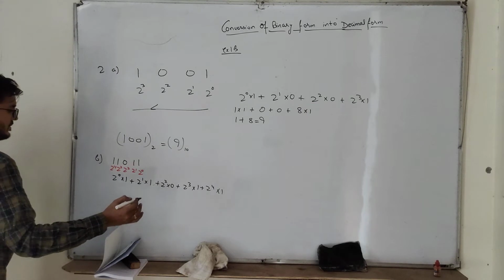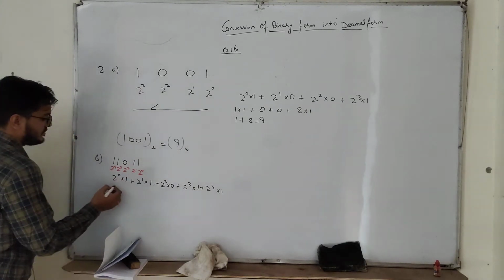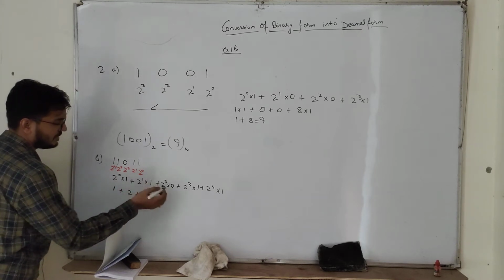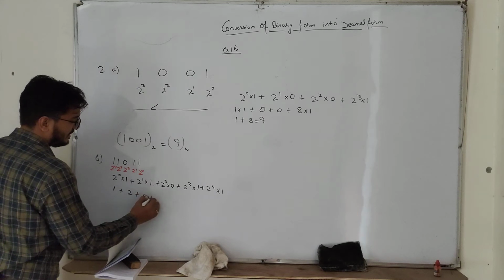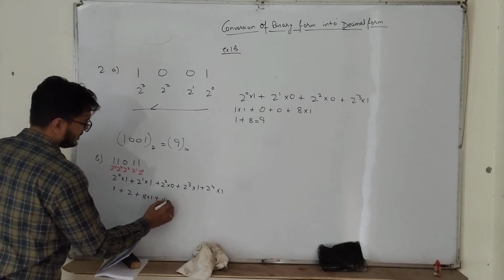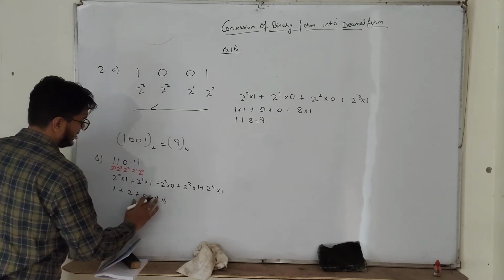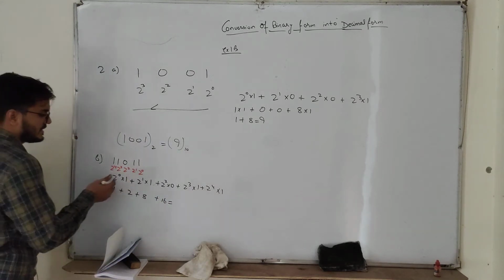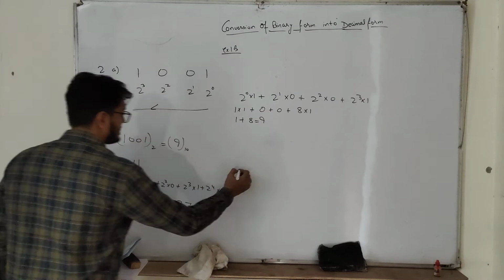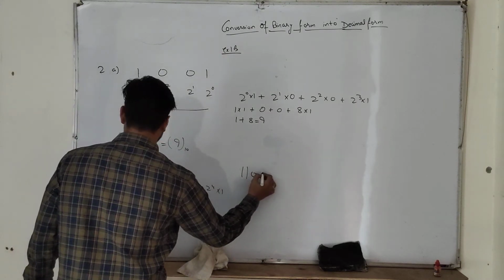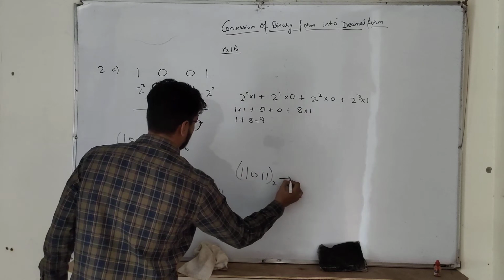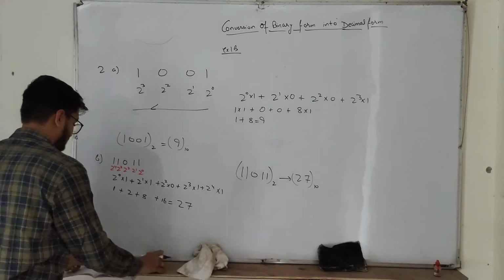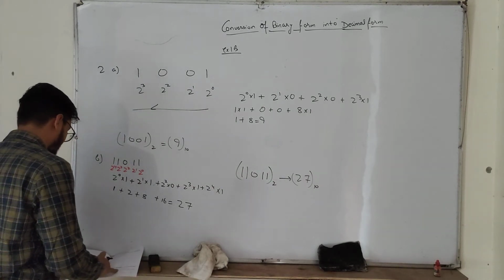So this is what we have done. Now add the values. 2 raised to the power 0 is 1 plus 2 plus 4 multiply 0 is 0, 8 multiply by 1 plus 16 multiply by 1. 16 plus 8, 24, 25, 26, 27. So the answer is 27. So we can say 11011 in binary form, in decimal form can be written as 27. So very easily we have done it.